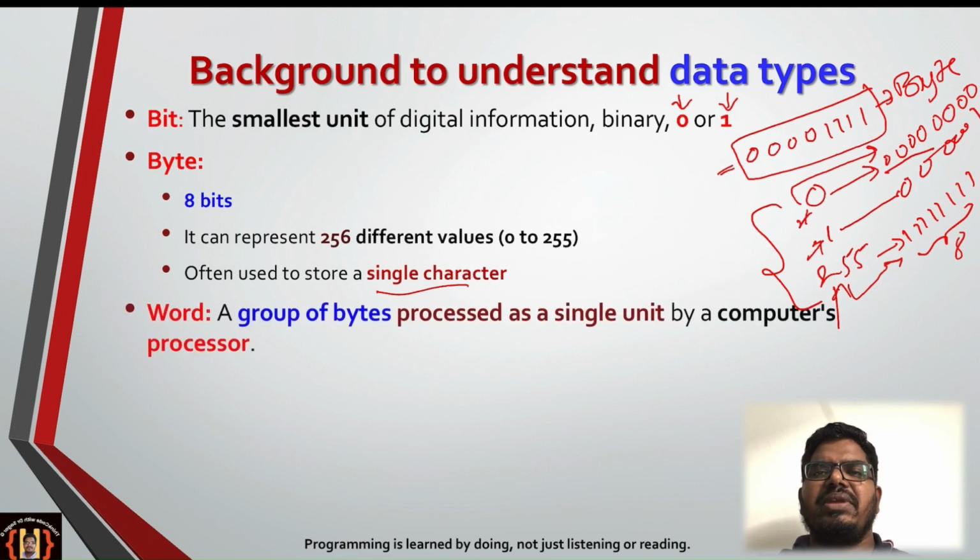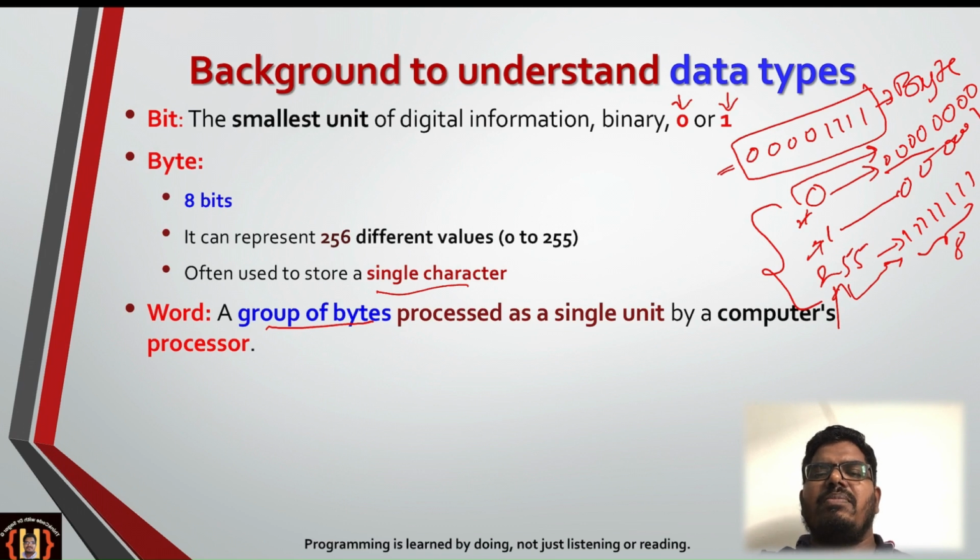Now, what is the meaning of word? A word is basically a group of bytes. Group of bytes means more than one byte. Byte is 8 bits only, so more than one byte we call a word. This is basically processed as a single unit by the computer processor.